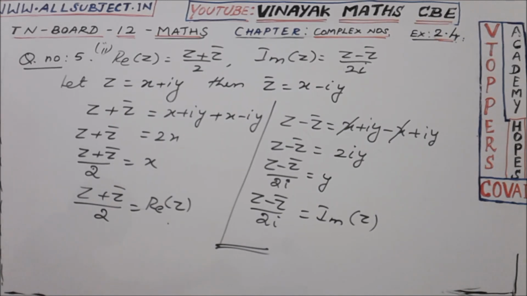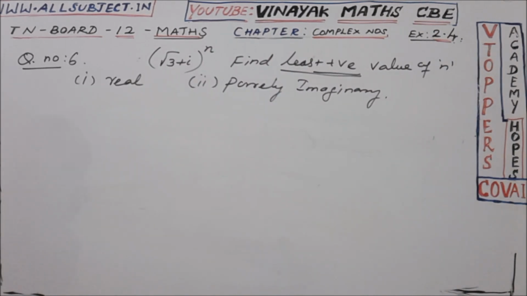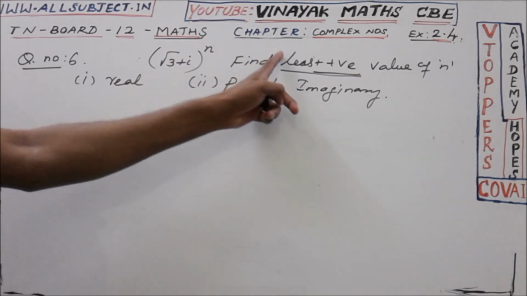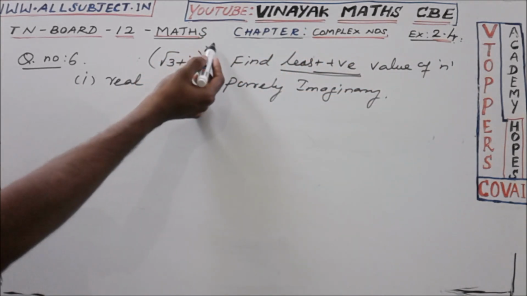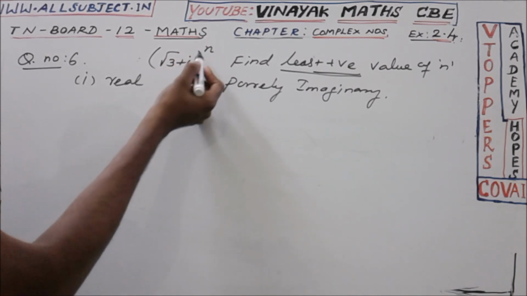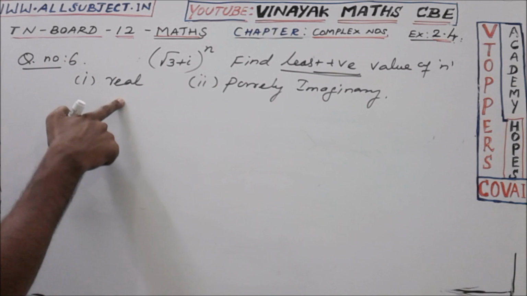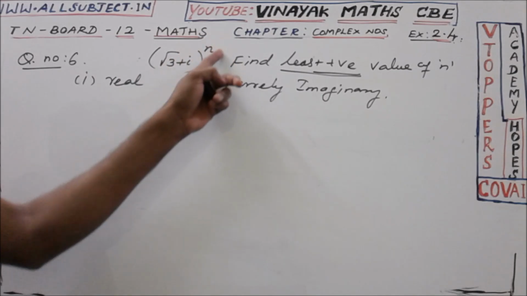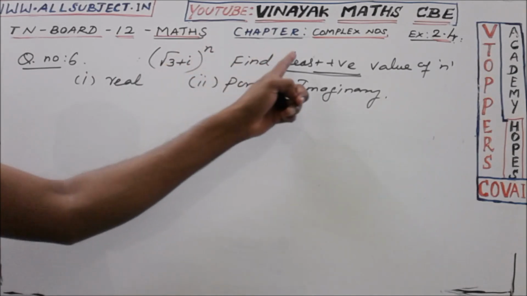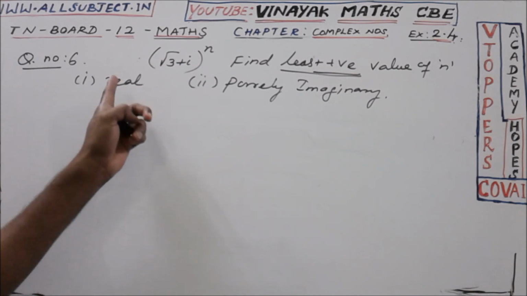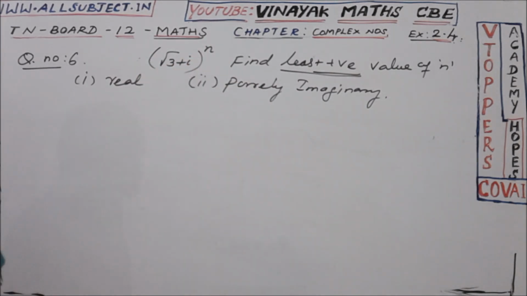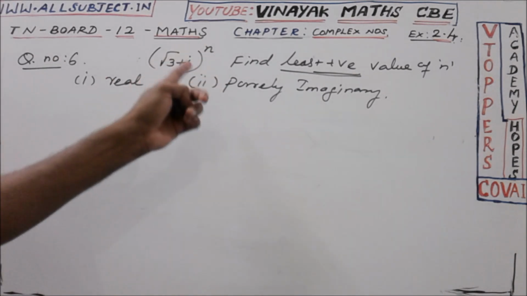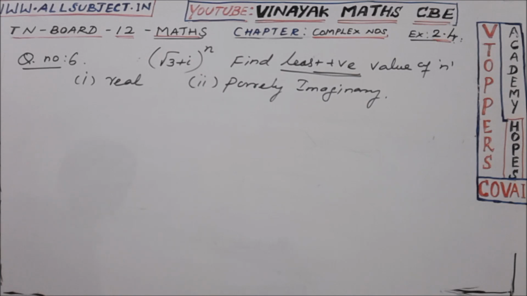Now question number 6. In the complex number root 3 plus i whole power n, find the least positive value of n. Find the least positive value of n for which root 3 plus i turns into a real number, and when it turns into a purely imaginary number. That is the question. We should find the value of n, applying from the least positive number to n, that will yield a real number, and that will yield a purely imaginary number. So according to the power it will vary. So applying the power, we can conclude when it is real and when it is purely imaginary.